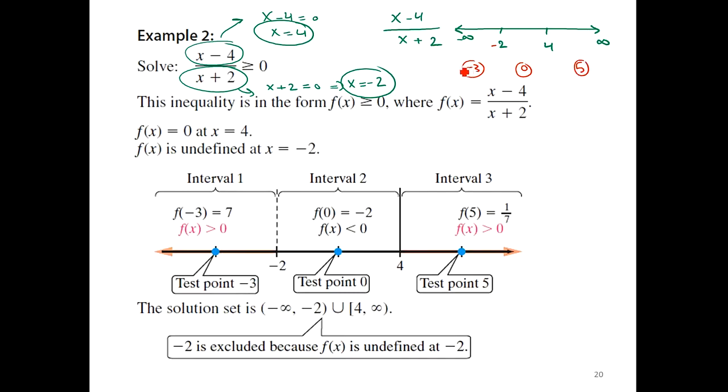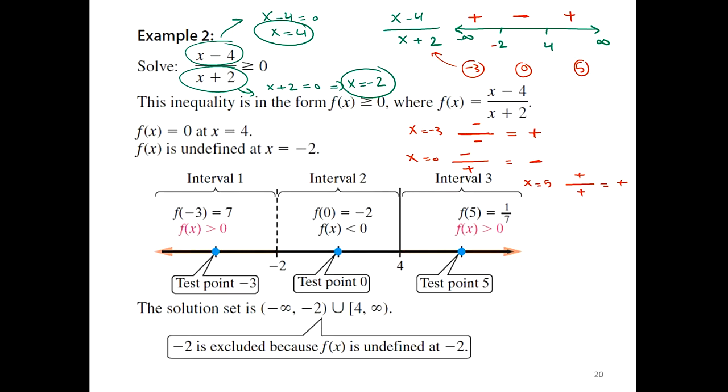If we substitute negative 3, at x equals negative 3 we have negative 3 minus 4, negative, over negative 3 plus 2, negative. Negative over negative, so we have positive here. At x equals 0, we have negative over positive, so we have negative. Substitute 5: at x equals 5, 5 minus 4 is positive and 5 plus 2 is positive, so we have positive here.